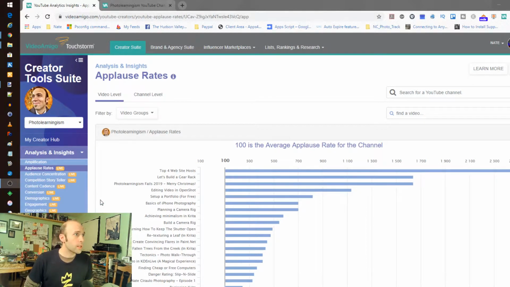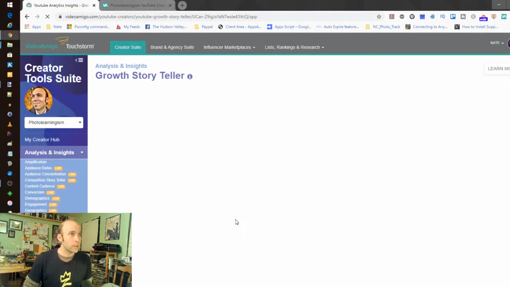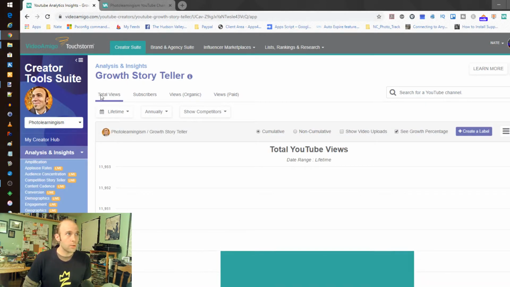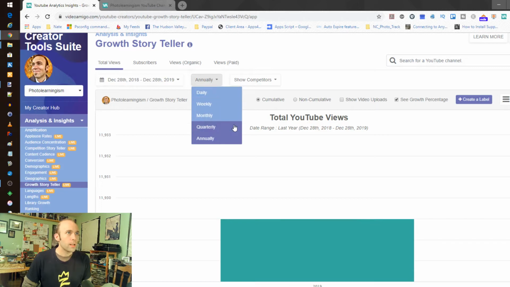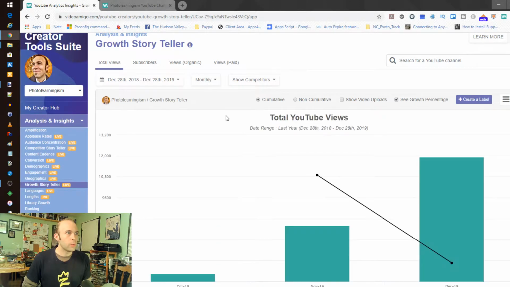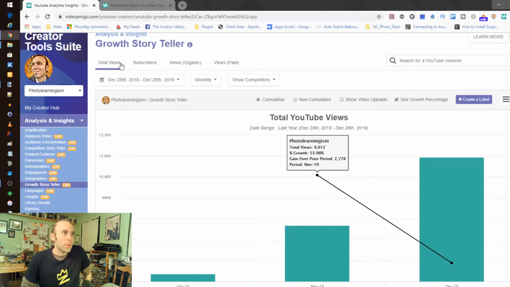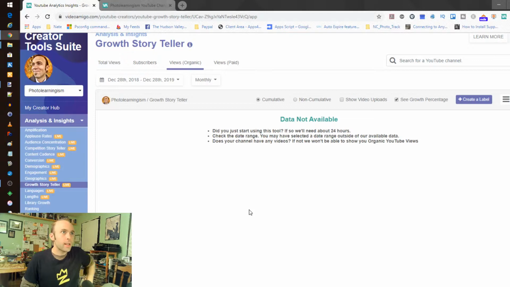Another interesting thing that I found is the growth storyteller. This is interesting because you can break this down by a lot of different timetables. Not every tool has that yet, but you can see your growth and start digging into the stories that are being told by the content you're uploading. So there's a few ways to break that down and see what's going on.